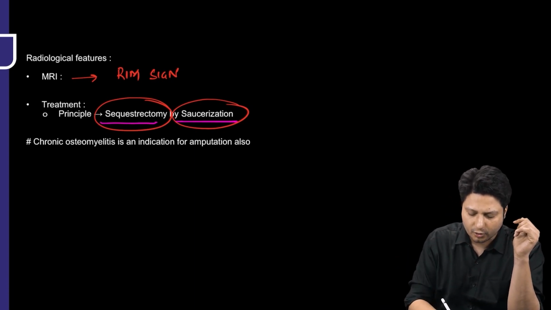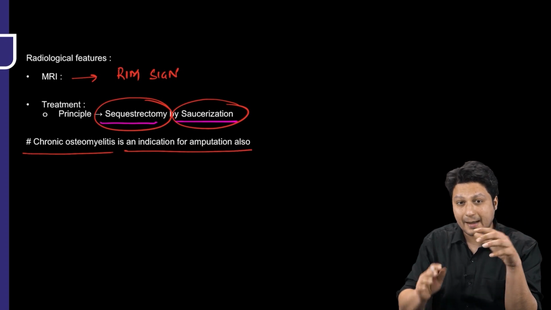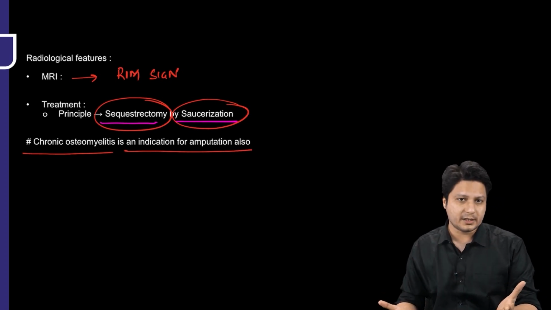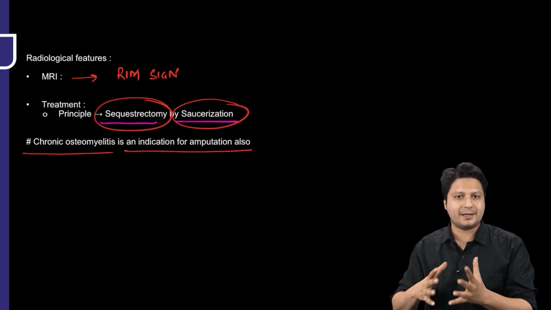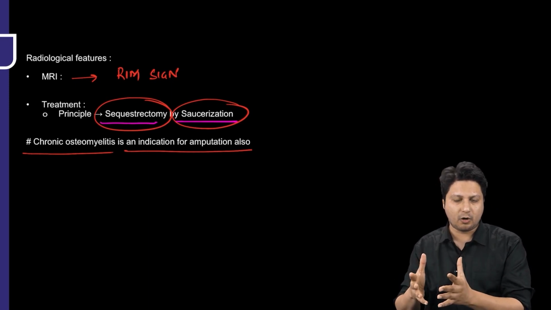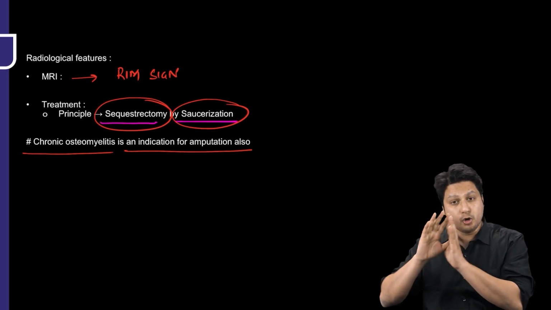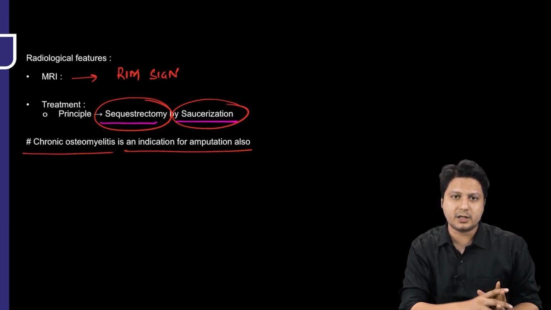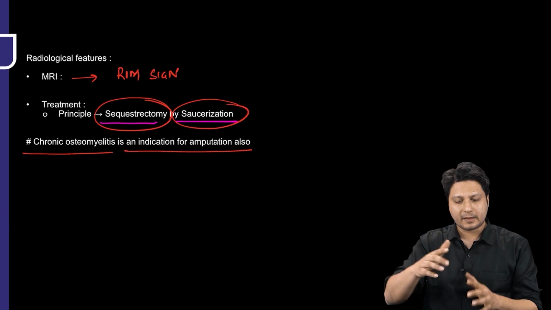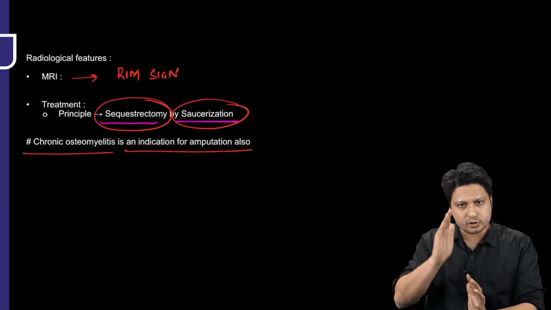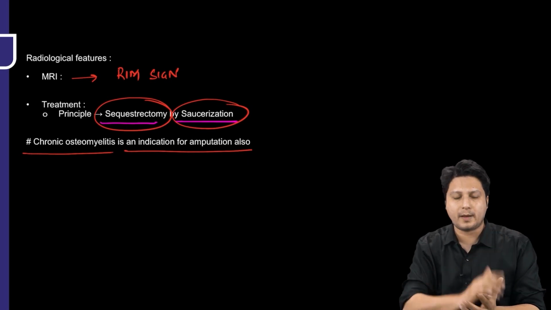Then finally, chronic osteomyelitis is an indication for amputation also. In case the chronic osteomyelitis becomes resistant, not cured, and cannot be treated by antibiotics or by performing sequesterectomy, a long-standing chronic osteomyelitis condition can be managed by amputation of that limb also. So chronic osteomyelitis is actually an indication for amputation.